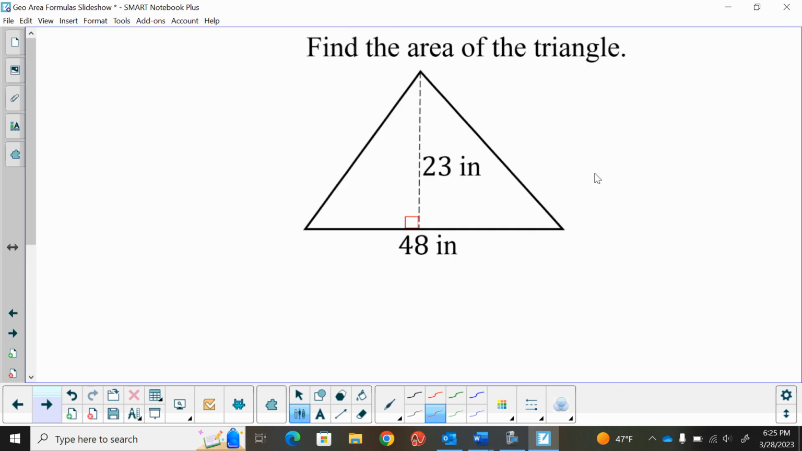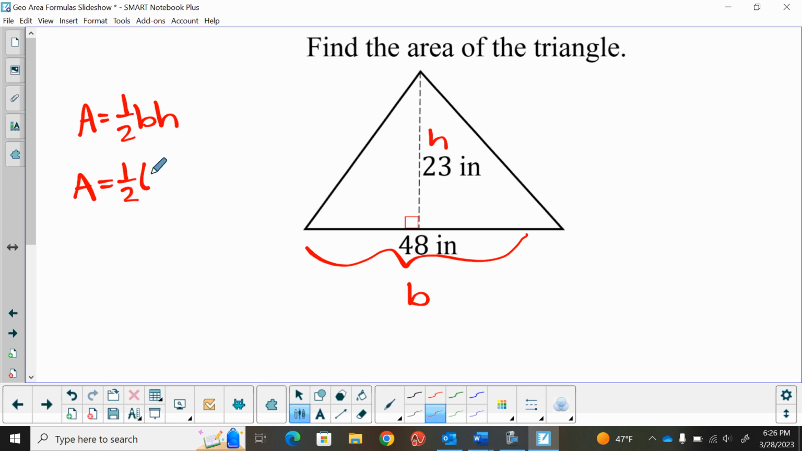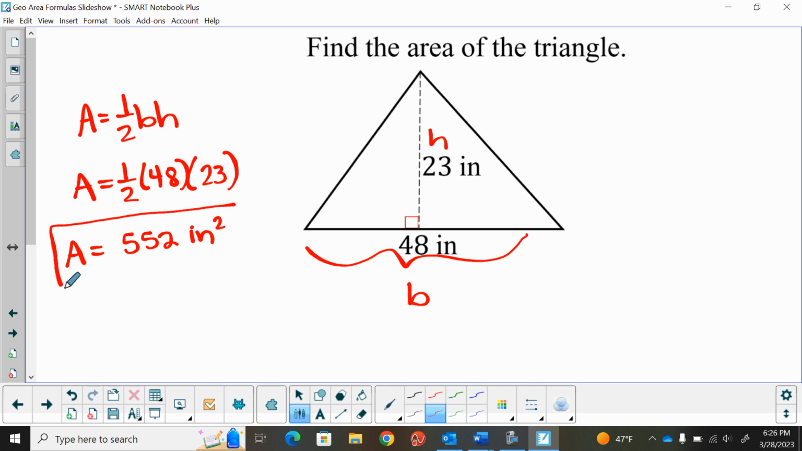So let's look at this triangle first. We've got this 48, that's our base. Perpendicular distance to the top of the triangle, 23, that's our height. So it's just plugging into the formula and solving. So area equals 1/2 times 48 times 23. Punch that into your calculator, you get 552. We are in inches squared.